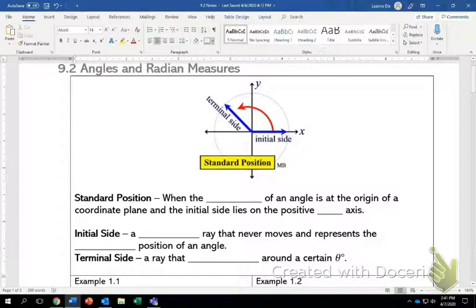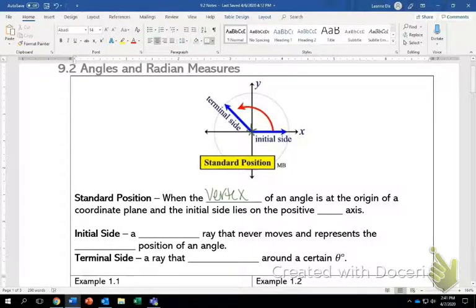So there's a couple of vocabulary words that you sort of need to know in order to really understand what they're trying to say in certain locations. Like they'll throw the terminology at you and they'll expect you to know exactly what they're talking about. And if you don't, it gets a little confusing. You know, you're asking yourself, wait, is this the initial or is this the terminal? What do they mean by standard position? Things like that.